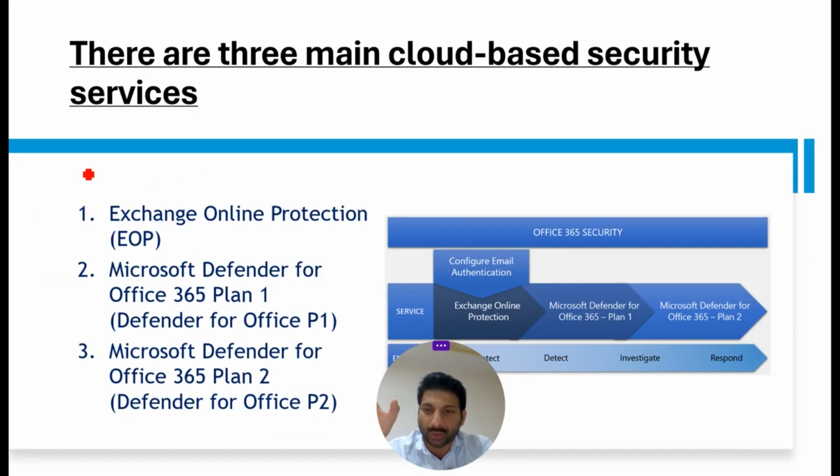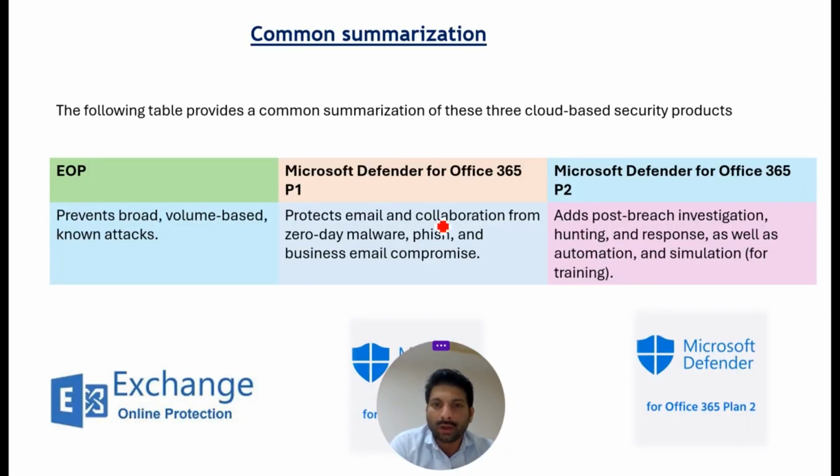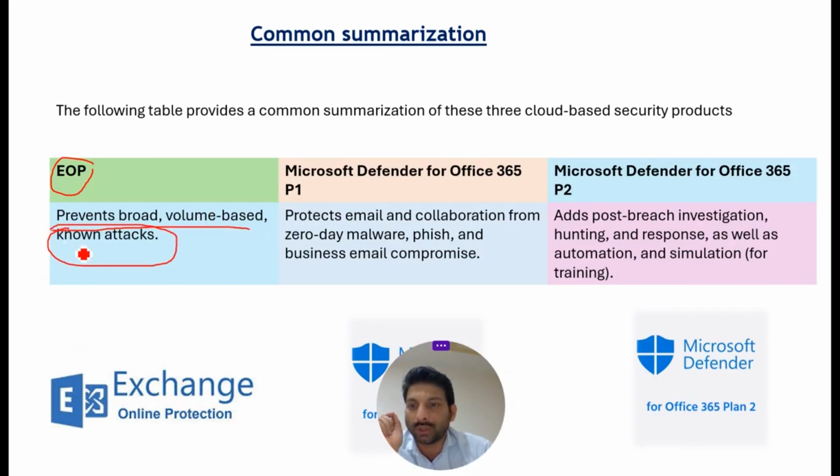All right. Office 365 security builds on the core protection offered by Exchange Online Protection. This is the core protection offered by Microsoft 365. EOP is present in any subscription where Exchange Online mailboxes exist. All right, so let's move on. The following table provides a common summarization of these three cloud-based security products. First one, EOP, Exchange Online Protection. What does Exchange Online Protection do? It prevents broad and volume-based attacks. This is the point to be noted. Exchange Online Protection mainly works on broad and volume-based attacks. If the attack is new or unknown, Exchange Online Protection may not work properly on those attacks.